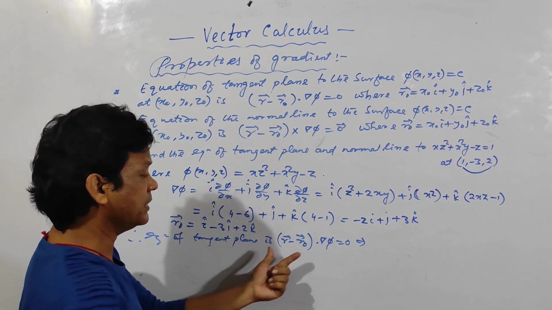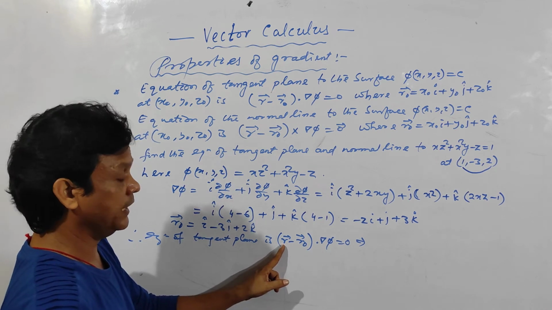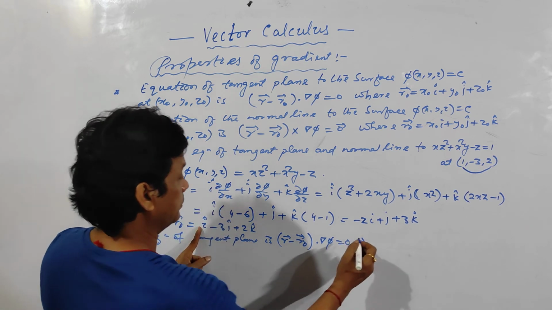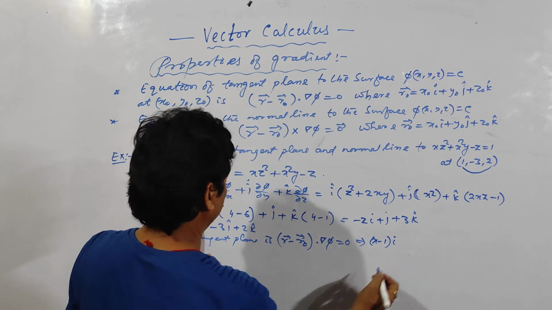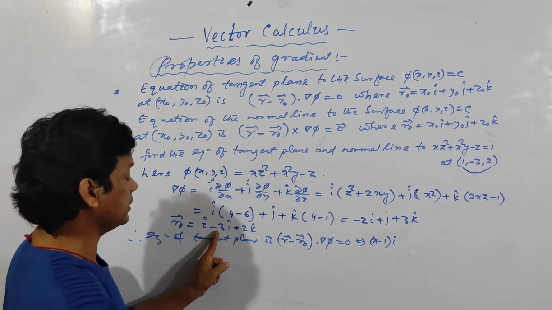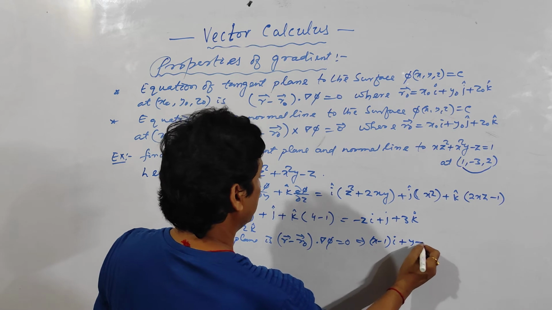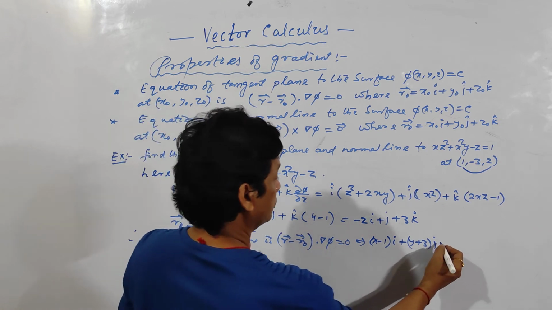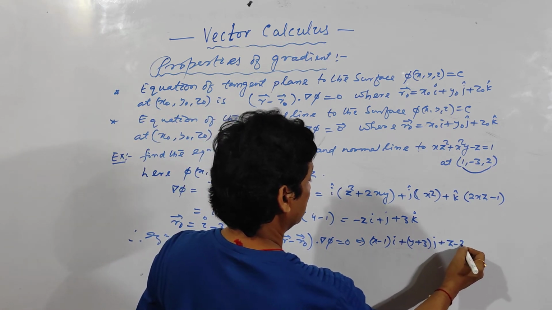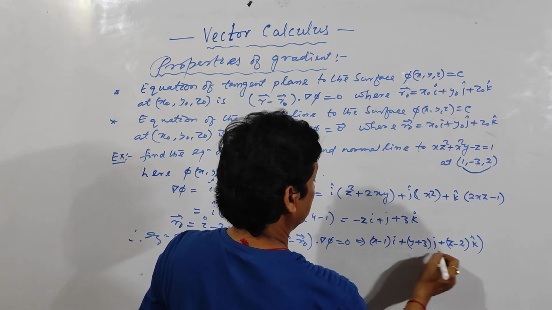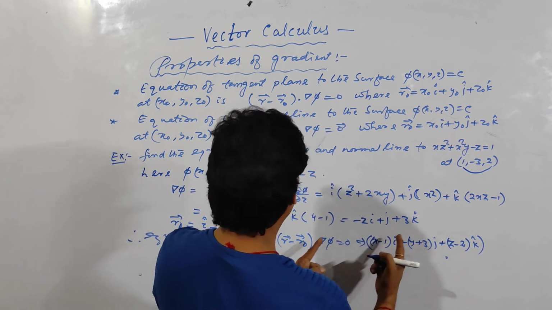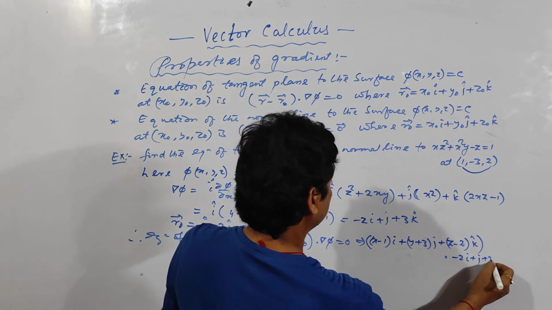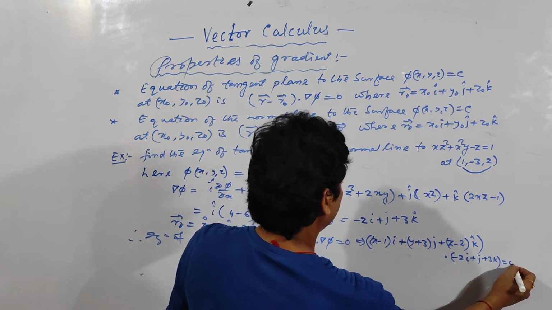That means R minus R0. What is R? xi plus yj plus zk. And R0 vector is this one. That means x minus 1 into I cap, again y minus 3, y minus or minus 3, y plus 3 into j cap, and z minus 2 into k cap, dot grad phi. Your grad phi is this one: minus 2 into I cap plus j cap plus 3 into k cap is equal to 0.